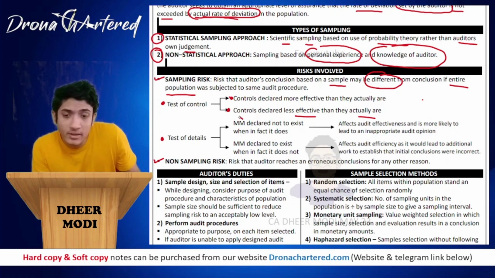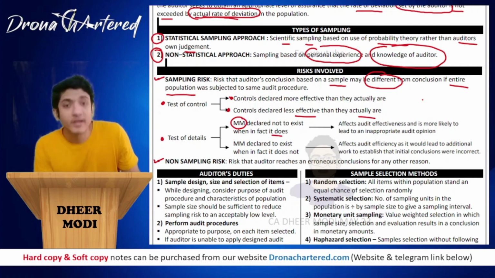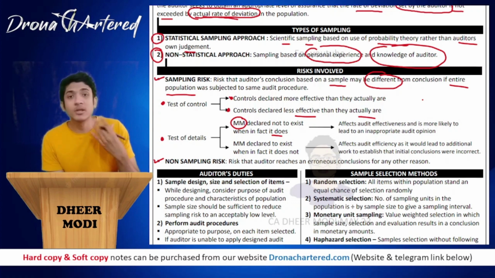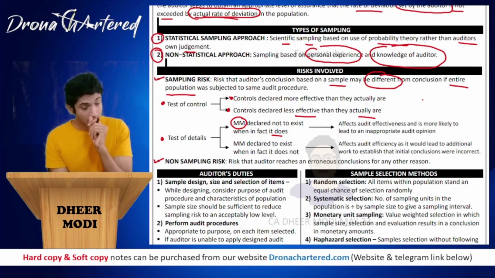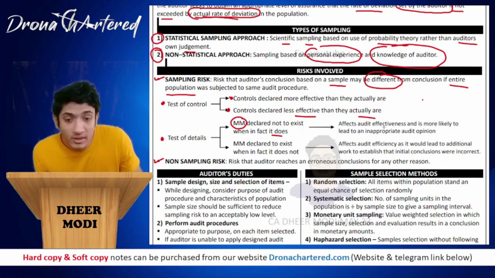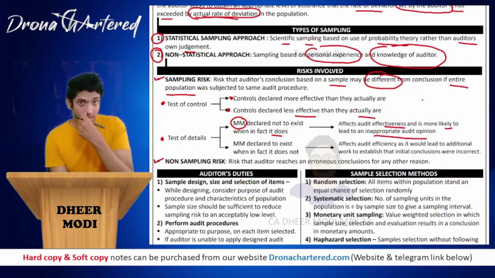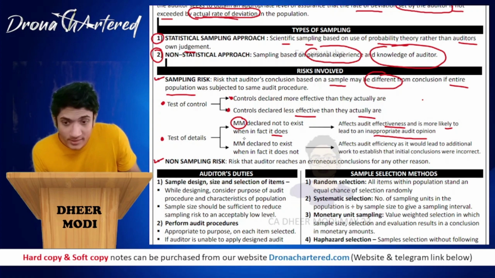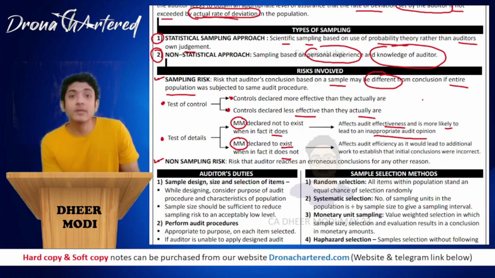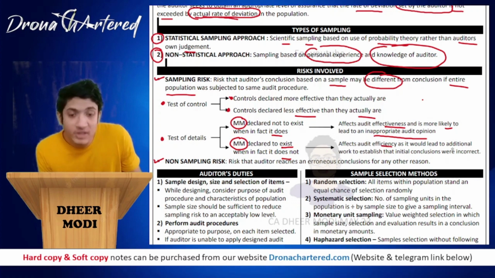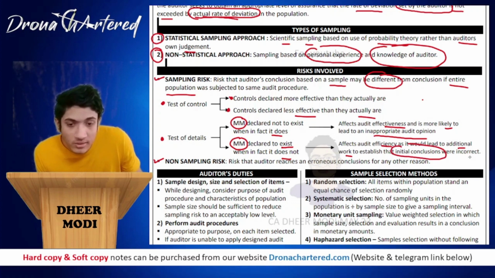Test of details is when your material misstatements are declared not to exist when in fact they do. That is, your financial statements actually have material misstatement, but you were not able to identify those in the audit of financial statements. So this affects audit effectiveness and is more likely to lead to an inappropriate audit opinion. Okay, and second part is your material misstatement declared to exist when in fact it does not. That is, in your samples you feel that material misstatement exists, but actually it does not.